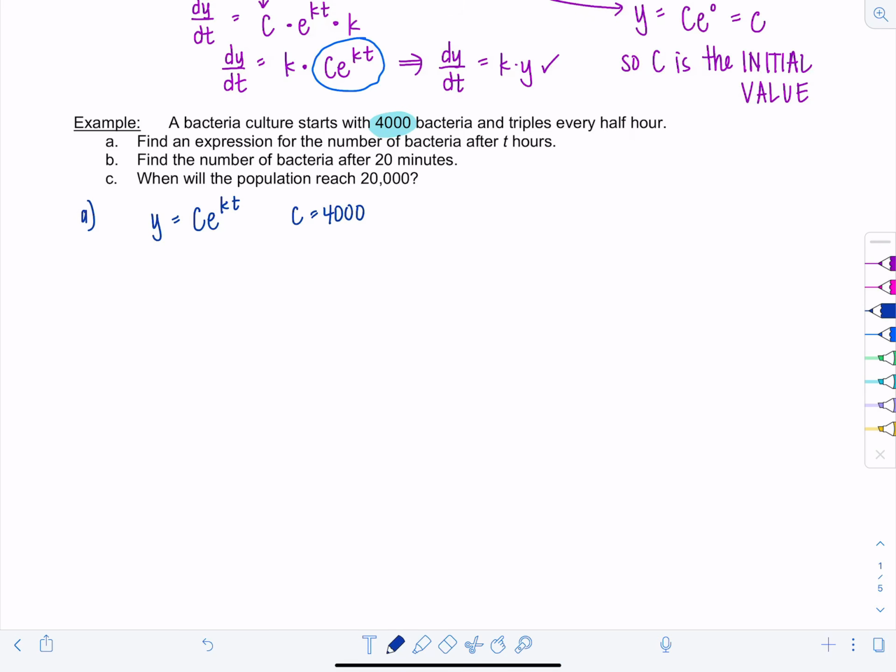They also tell me that the amount of bacteria triples every half hour and t is being measured in hours. So that means after a half an hour, the amount has tripled. So now I should have 12,000 bacteria.